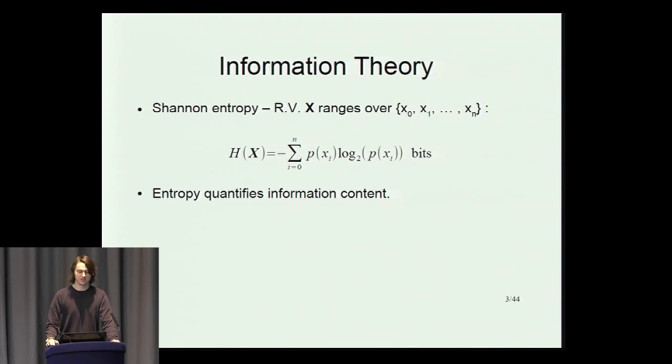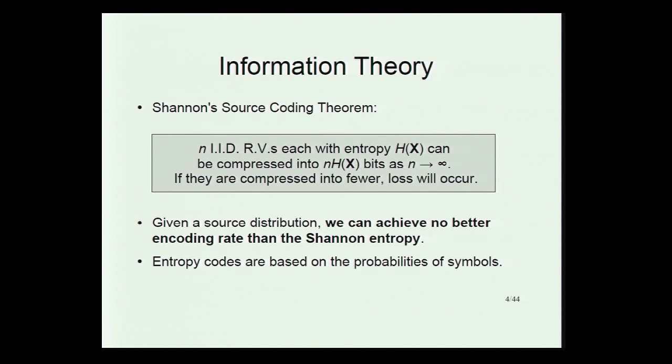So first of all, Shannon entropy. If we have some random variable x that has some distribution over some symbols x0 to xn, we can define the Shannon entropy as such. This is a quantity in bits that provides the content of our information. We cannot hope to achieve any better than this in terms of compression. Shannon's source coding theorem says pretty much this. It tells us that if we have several IID variables, all with the same entropy, then as we approach an infinite number of these symbols, we will approach an encoding rate that is the same as their entropy combined.